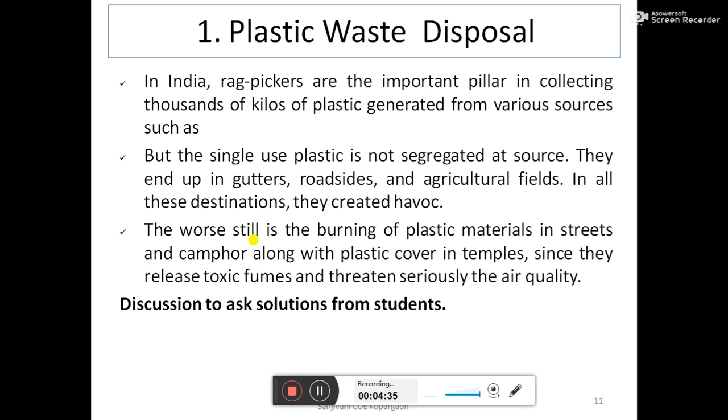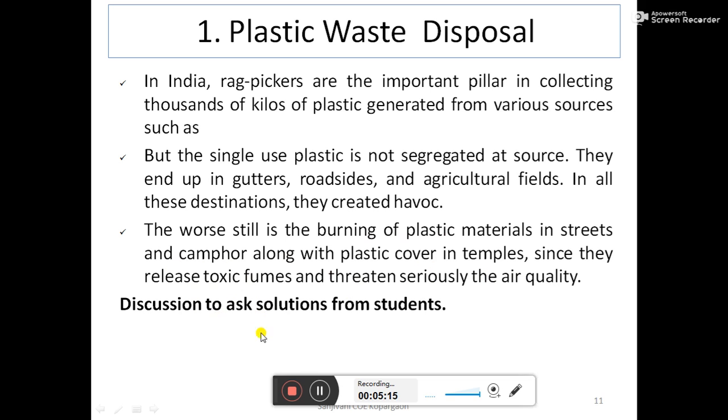Plastic waste disposal in India. Thousands of kilos of plastics are generated from various sources, but single-use plastic is not segregated at source. It ends up in gutters, roadsides and landfills, where it creates havoc. Worst still is the burning of plastic material in streets and camps, along with plastic covers in temples, which releases toxic fumes and seriously threatens air quality.